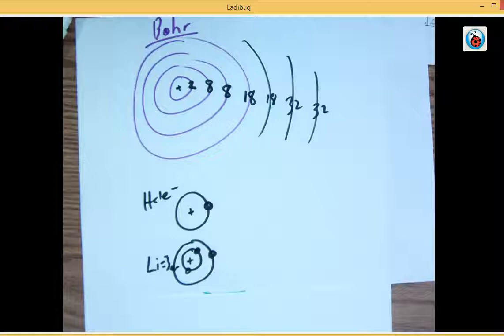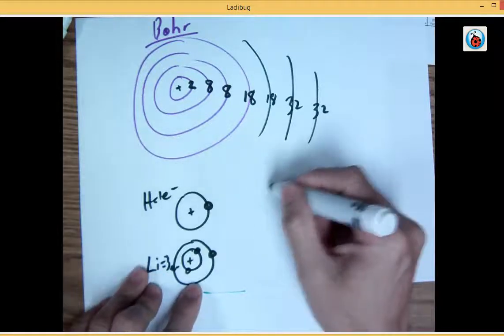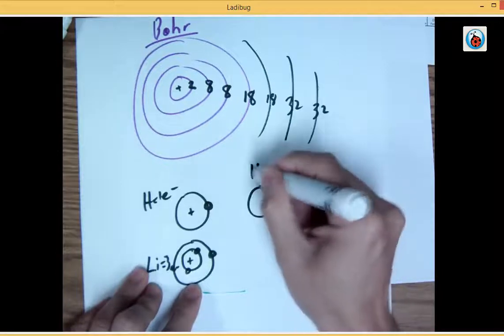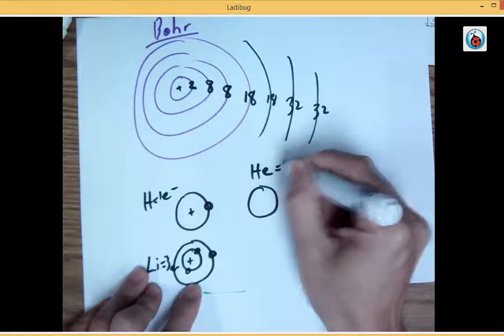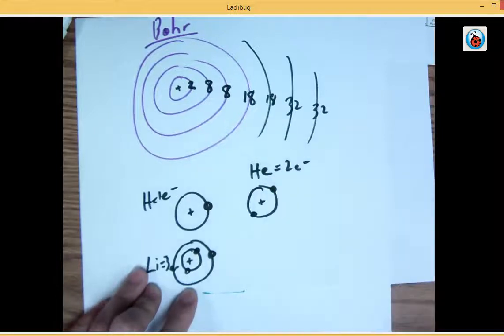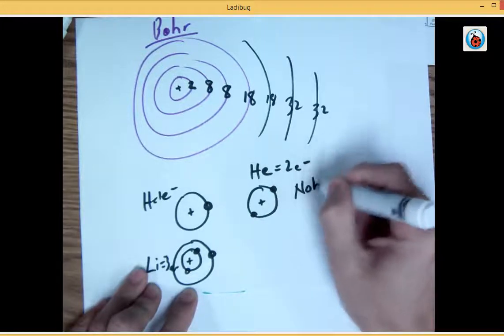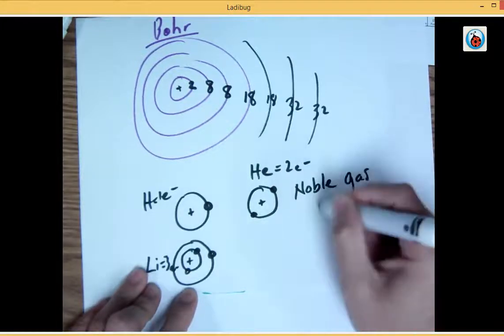If we go over to beryllium, no, not beryllium, but helium. Helium has 2 electrons. We go 1, 2. And that's a full shell. That's why helium is a noble gas. Noble gases have a full shell.